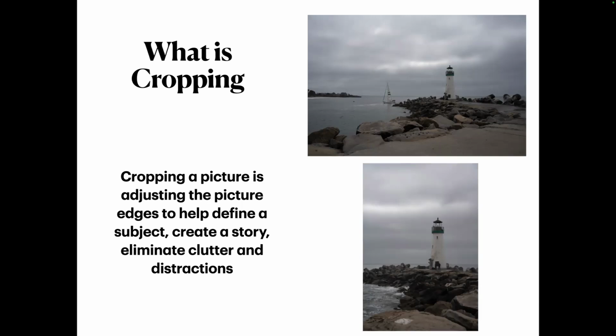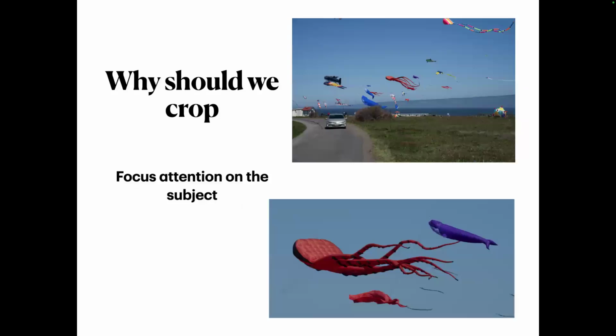You notice the top picture is just an overall picture of an inlet with a lighthouse and a sailboat. I didn't want the sailboat in that picture, so I cropped it out. Again, focus the attention on a subject. Here I have a broad picture of kites up at Point Reyes, and I decided that that was too cluttered, so I cropped it down to just the octopus and a couple of other ones using the rule of threes.